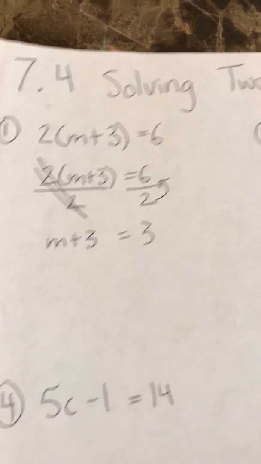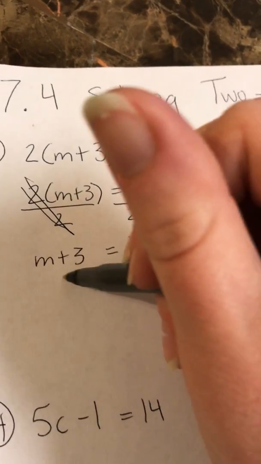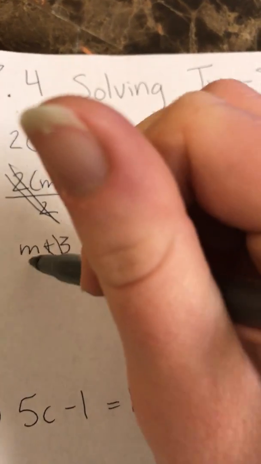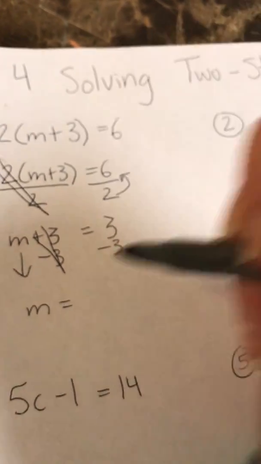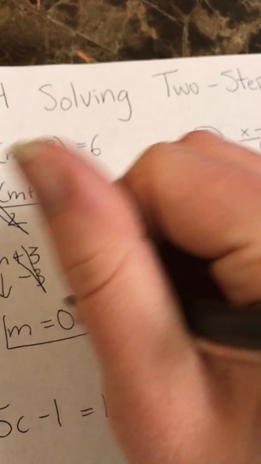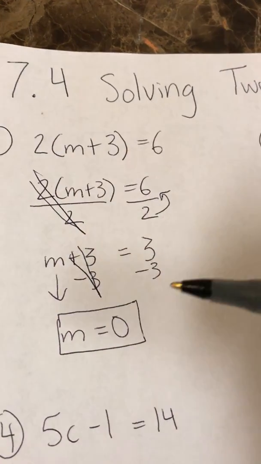Now you're still trying to get the m by itself. This is where it gets a little bit easier. You remember this from 7.2. Subtract 3 from both sides. Cancels out. You bring your m on down. M equals 3 minus 3. That's 0. Okay, m equals 0. You could even plug it back in and make sure you're correct.